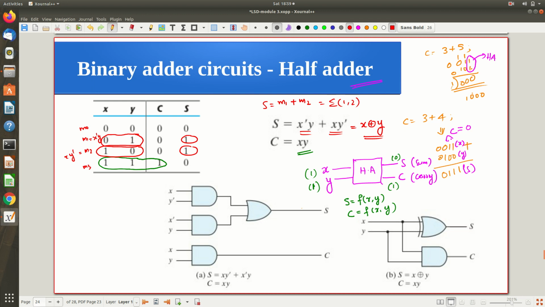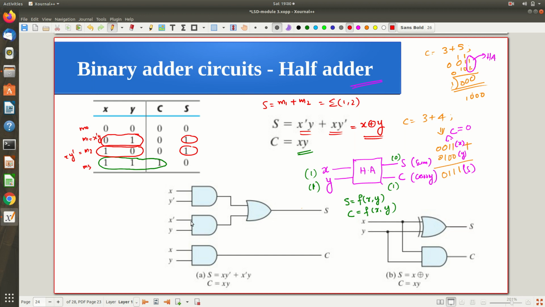Hope you remember, x bar y plus x y bar. So that is the expression, right? XOR. So this is going to give you a 1 when both inputs are different. When both inputs are same, it is going to give you 0. So that is how the XOR gate is behaving. So you can either express it like this SOP expression, or you can express it by a single gate, that is XOR gate. Accordingly, we have the realization.